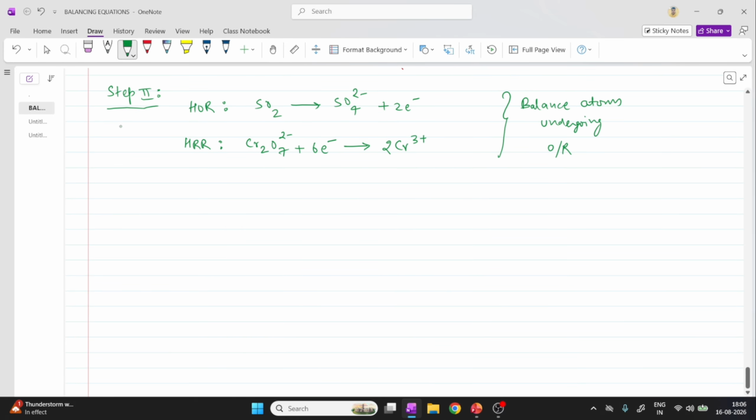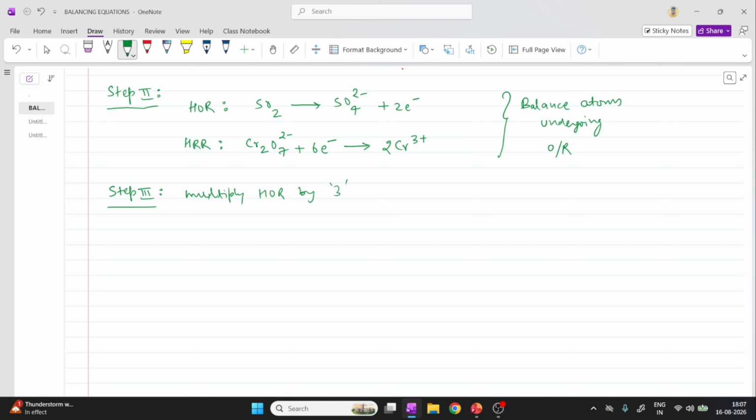After this, step number 3 is to multiply so that the number of electrons is equal. This is 6 electrons, and this is 2 electrons. If we multiply this equation by 3, we can get the required equation. So I'm multiplying this equation by 3. The third step is to multiply the half oxidation reaction by 3.